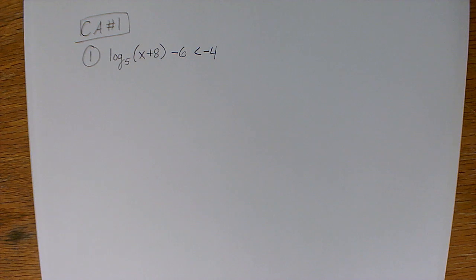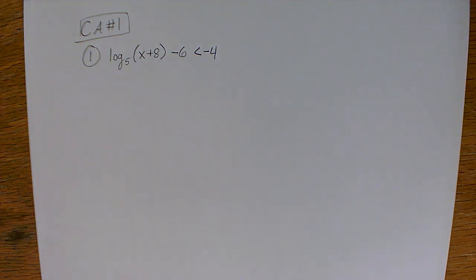Okay, so we're going to look at the CA because, as I said, I feel like this assignment needs a little bit extra seeing. So we're going to start. They do say they're calculator active. You don't necessarily need a calculator for these, but you may use one. We're going to start with this one.